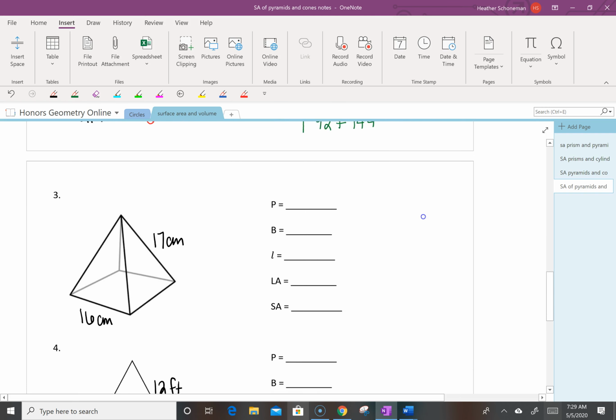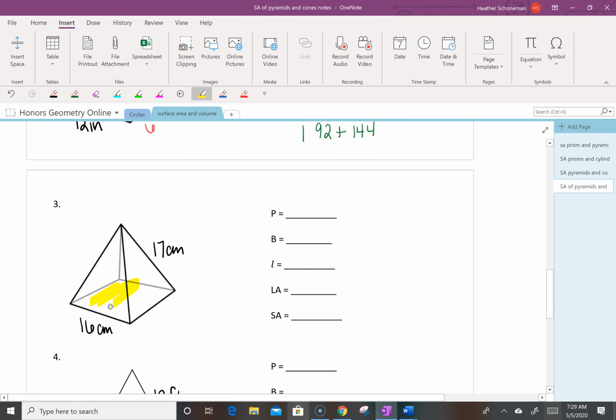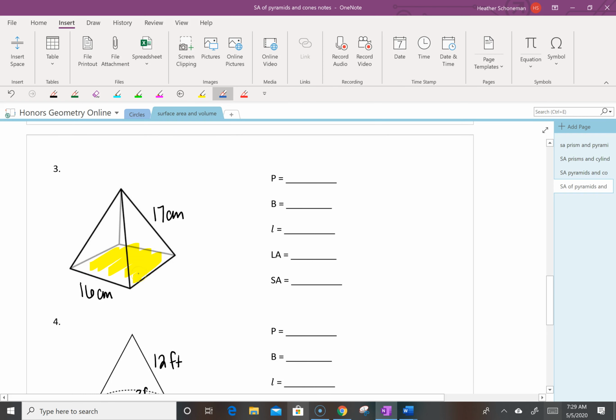Okay, one more pyramid because these tend to be a little bit trickier. The perimeter, well, the base is a square, so I can add 16 plus 16 plus 16 plus 16, or I can just take 16 times 4, which is 64 centimeters. The area of the base, it's a square, so side squared, so I get 256 centimeters squared. Ignore me, don't put the squared on the perimeter. Okay, slant height goes down the center, cuts the side in half, so this is 8 and 8.